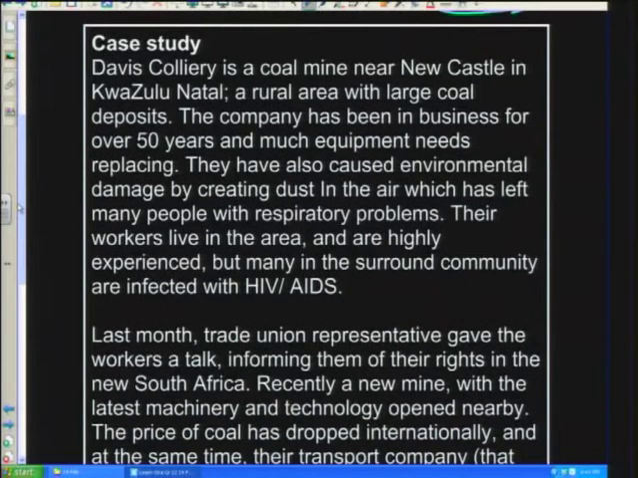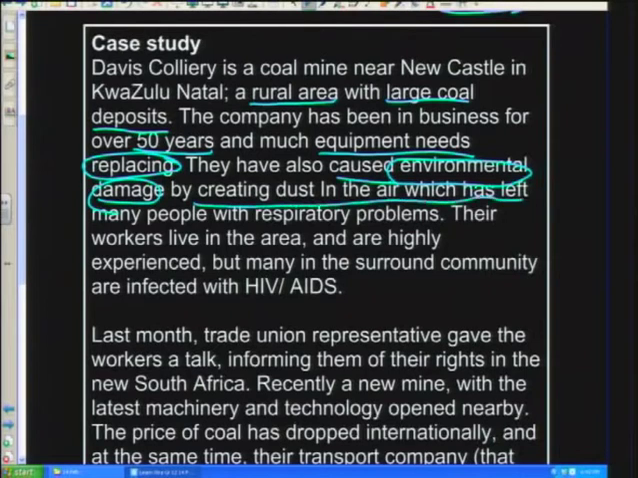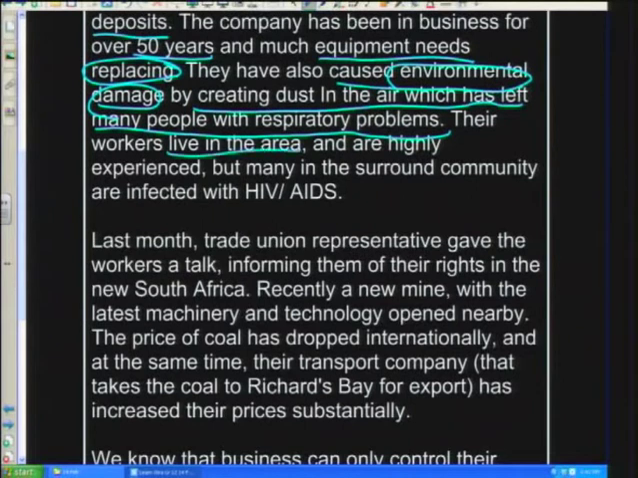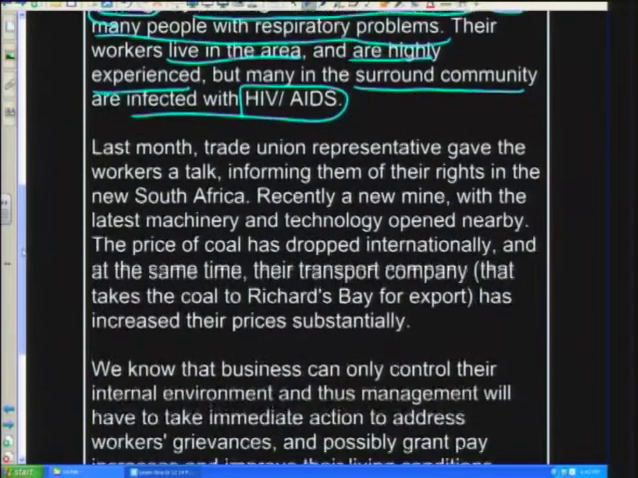Now, Davis Colliery is a coal mine near Newcastle in KwaZulu-Natal, which is a rural area with a large coal deposit. Now, the company has been in business for 50 years, it's quite a while, and much of the equipment needs to be replaced. So a lot of the equipment needs to be replaced. They have also caused environmental damage by creating dust in the air, which has left many of the people with respiratory problems. Respiratory problems, their lungs, things like that. Now, the workers live in the area and are highly experienced, but many in the surrounding community are infected with HIV/AIDS. Do you see how in this little case study there's so much happening?